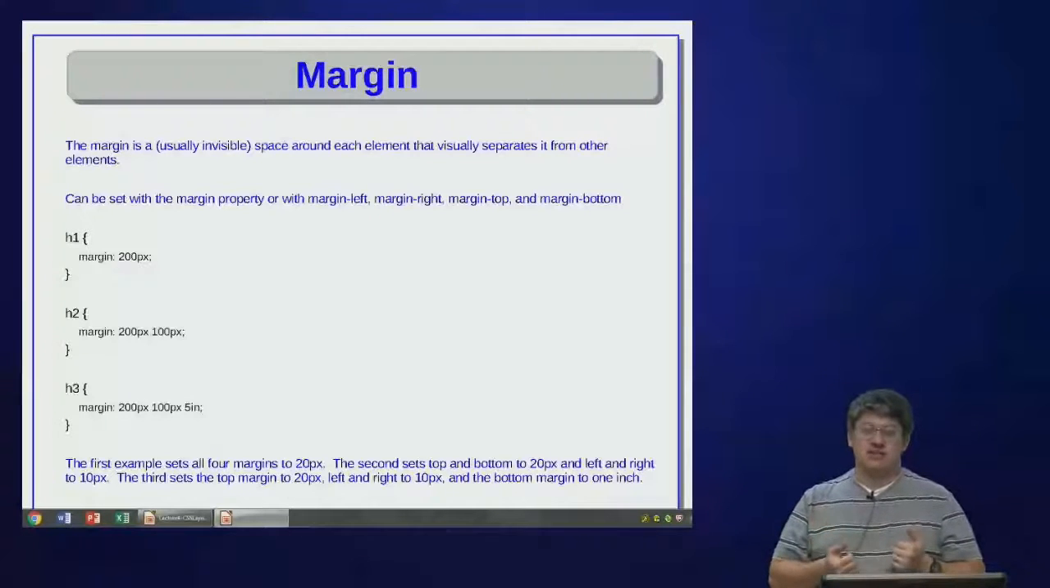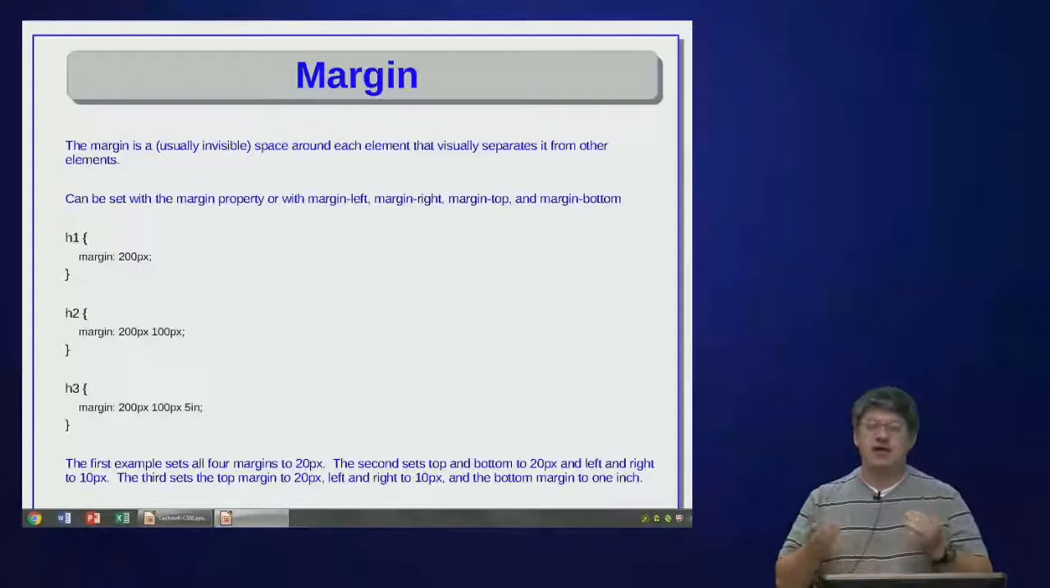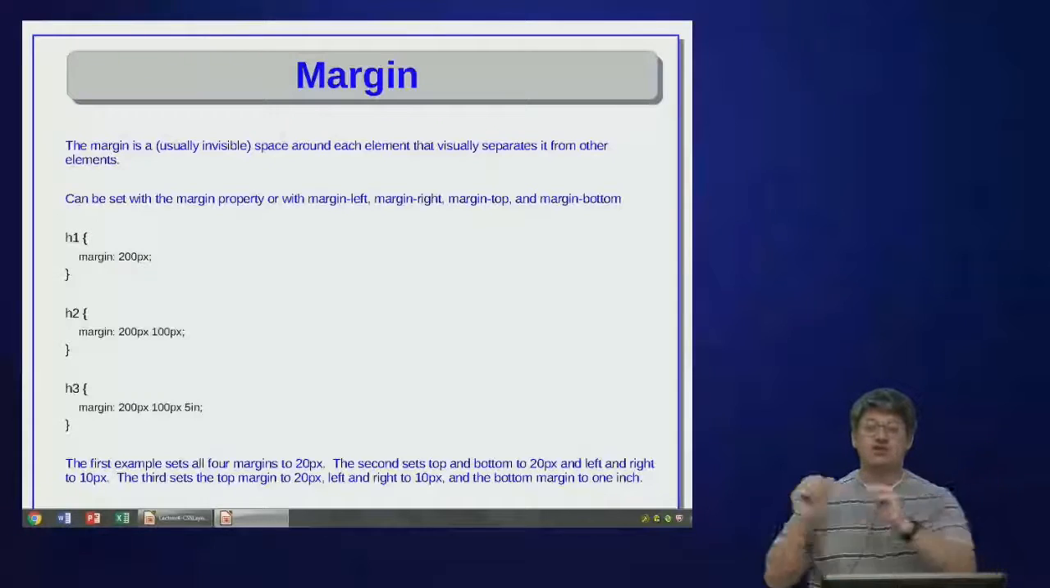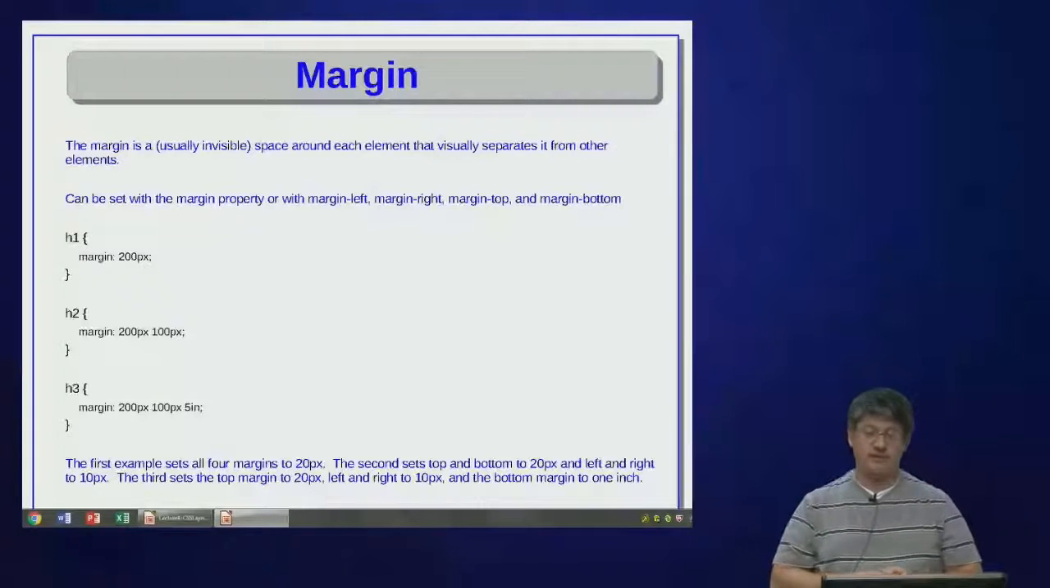The next rule sets the style for H2 elements. Those, remember, are slightly smaller headers of less importance. And in this case, I specified 2 dimensions to the margin property. The first dimension is 200 pixels, the second dimension is 100 pixels. When you specify 2 dimensions to the margin property, the first one is applied to the top and bottom margins, while the second dimension is applied to the left and right margins. So in this case, the top margin and the bottom margin will both be 200 pixels. The left margin and the right margin will both be 100 pixels.